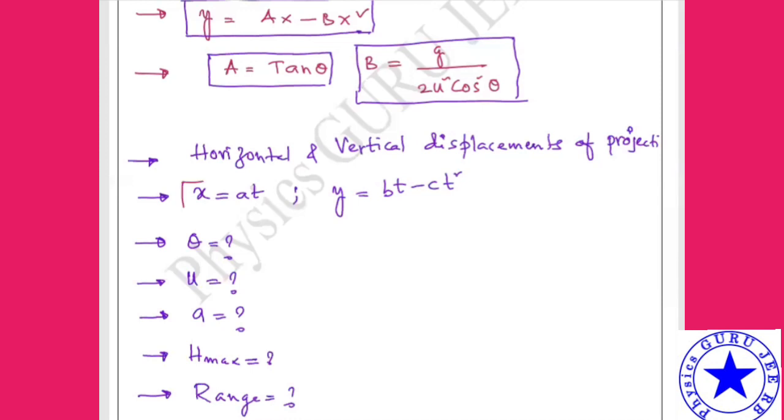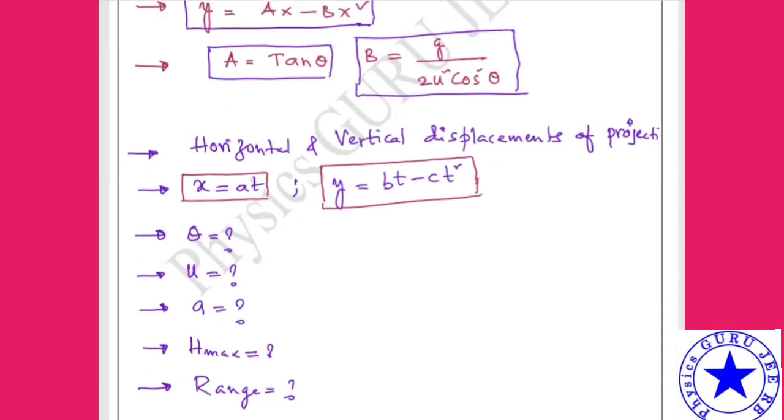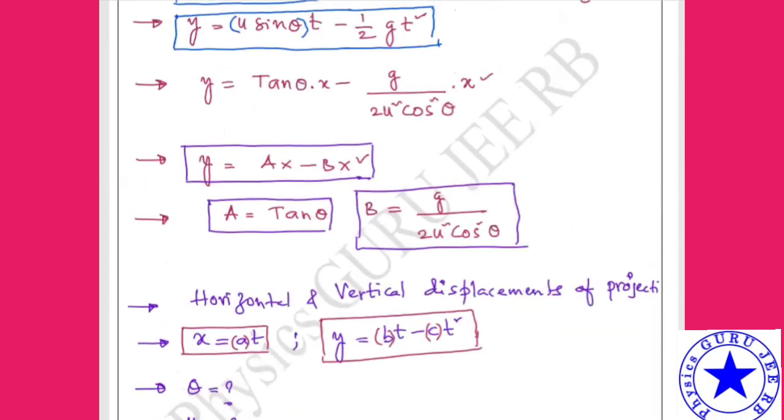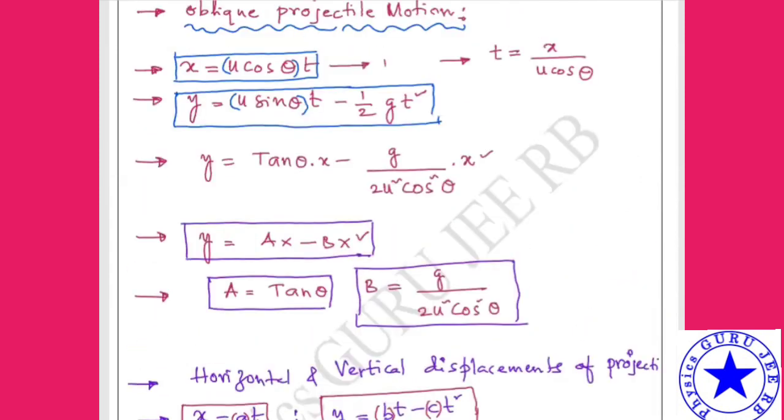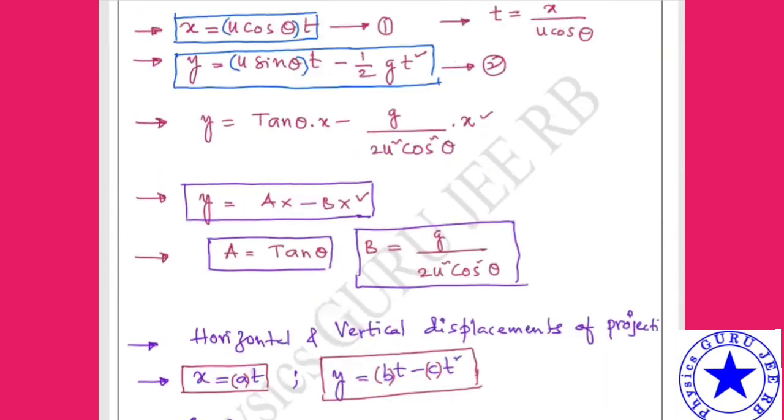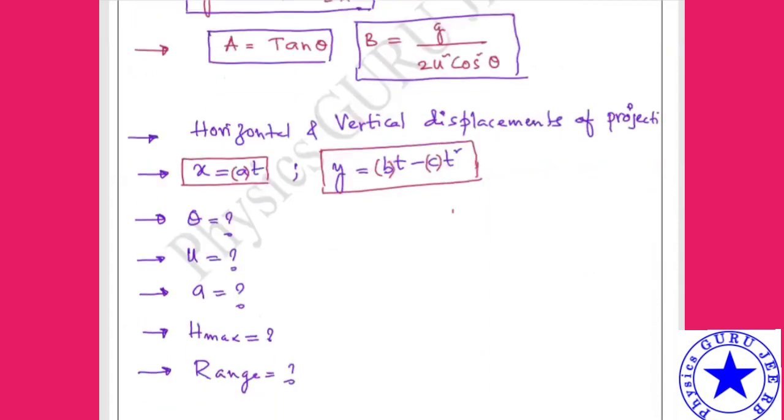So x is equal to a into t and y is equal to bt minus ct square. These are the horizontal and vertical displacements. Here it is a, b and c. Just compare these equations with the first equation and the second equation. In the first equation, x is equal to u cos theta into t. So when we compare x and t, can I write a is equal to u cos theta? Yes or no? A is equal to u cos theta.